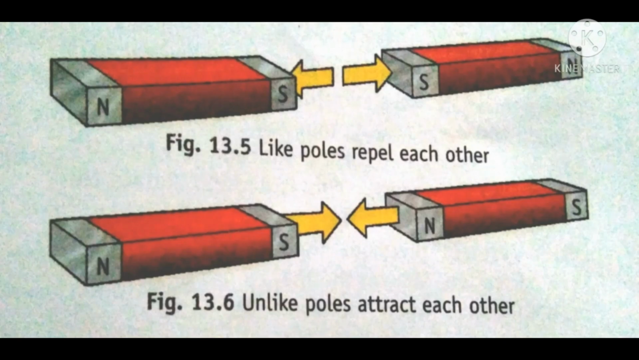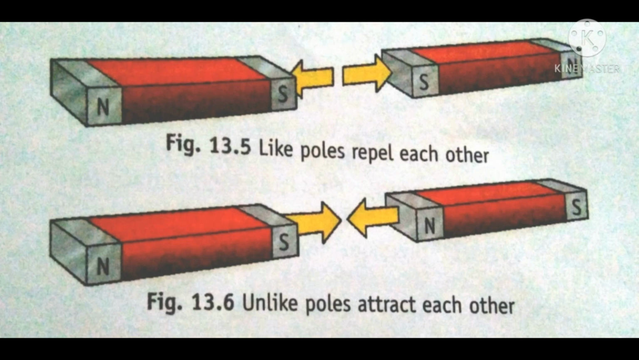Next we are going to see properties of the poles of the magnet. A freely suspended magnet always points towards the north-south direction. Like poles always repel each other. That means north and north, or south and south, are like poles. They always repel each other.